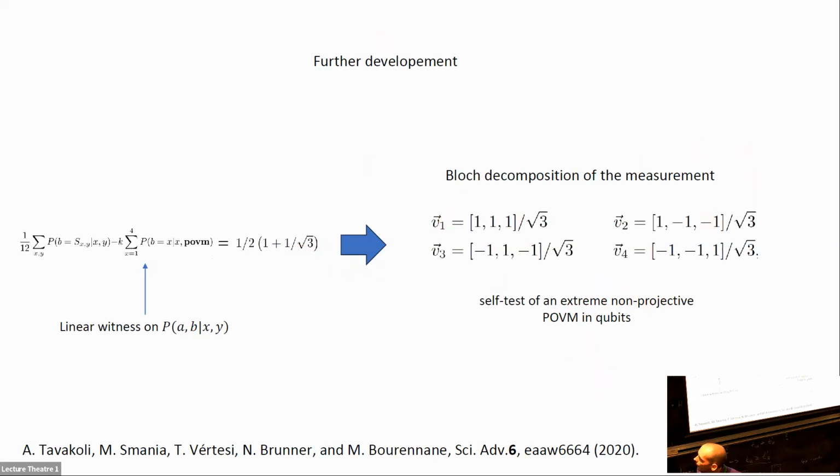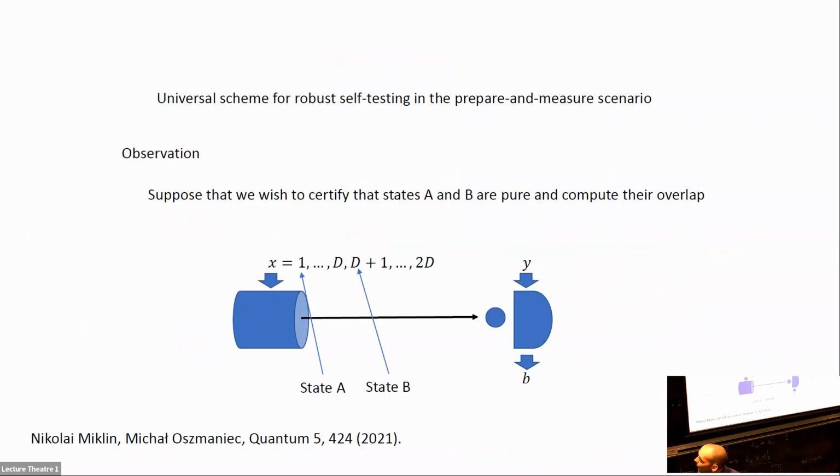Okay, it's important that in both scenarios, they used a linear witness. They use a linear function of the probabilities in order to get to the result. Now, there's another class of papers I'm going to discuss, which is a bit different from the other two. There's this paper that appeared 1 year later, called Universal Scheme for Robust Self-Testing. And it's based on this observation.